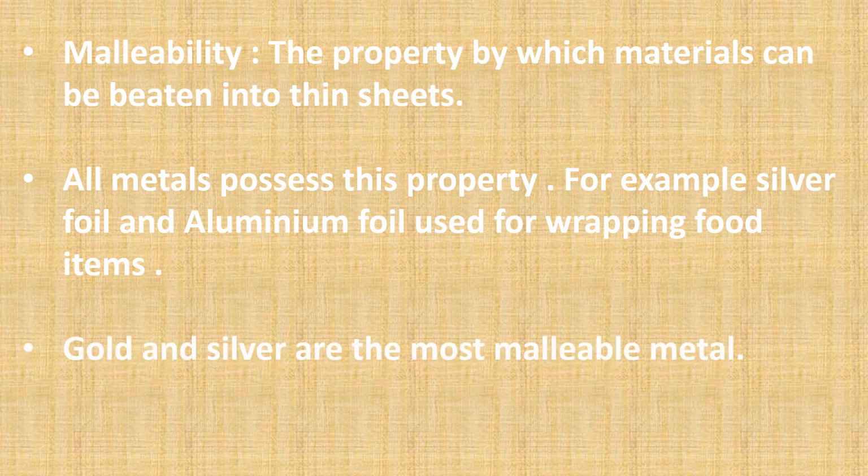Gold and silver are the most malleable metals. They can be beaten into thin sheets, so they are the most malleable metals. So the two most malleable metals are gold and silver.